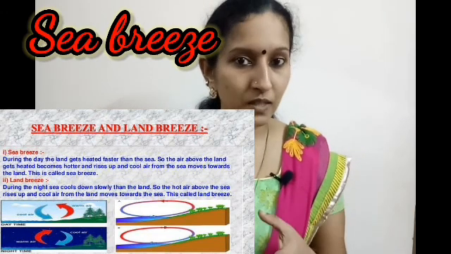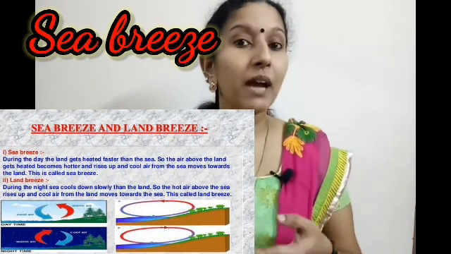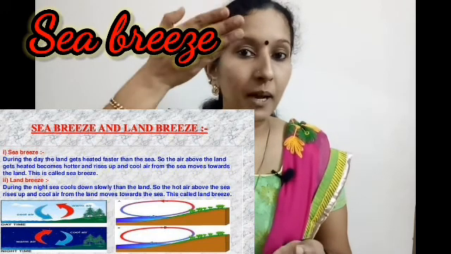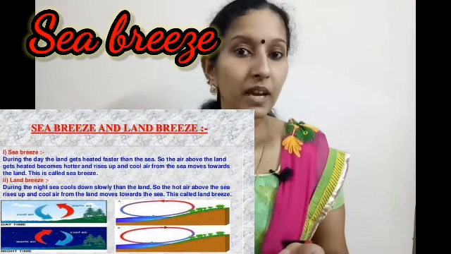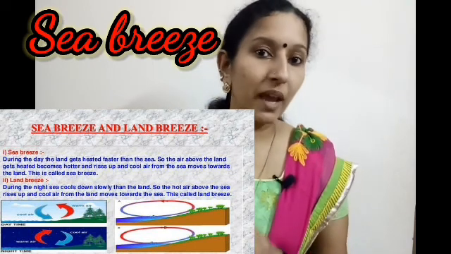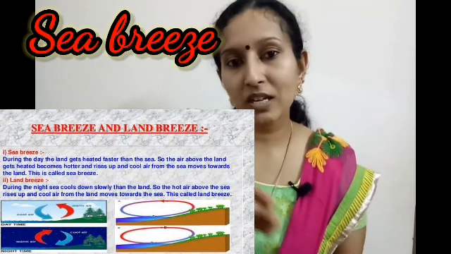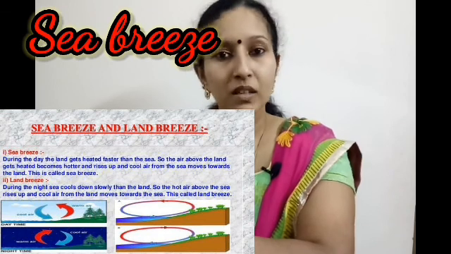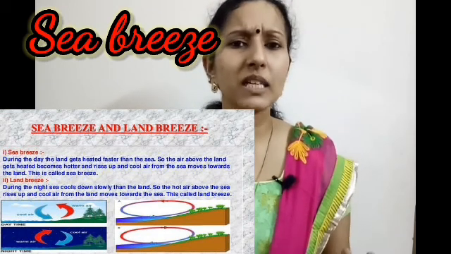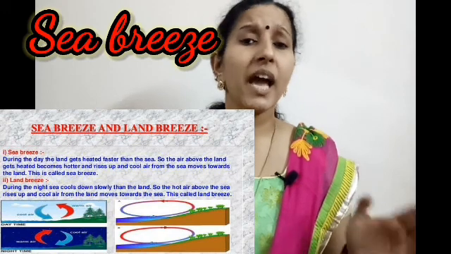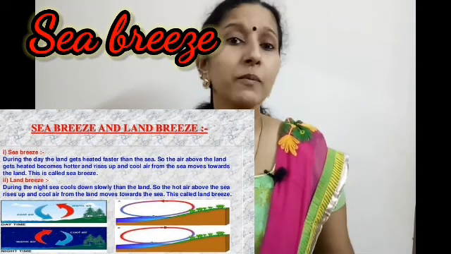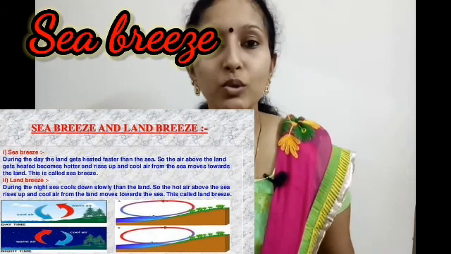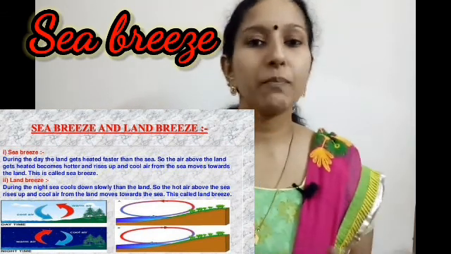Clear? Land becomes heated faster than the water. When the land becomes heated, air over the land becomes hotter. Hot air rises up, and when the hot air rises up, it makes its space empty. To that space, cool air from the sea rushes towards the land to take its place, and at the same time, hot air from the land moves towards the sea. That is sea breeze. Just consider, cool air comes from the sea to the land and hot air from the land goes to the sea. That is sea breeze. Clear?